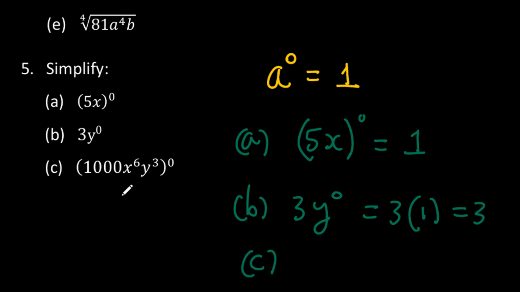Then c, 1000x to the 6th y cubed, all to the power 0. Once again, everything inside the brackets must be raised to the power 0. And we know that anything raised to the power 0 is 1. So the answer for c will also be 1.